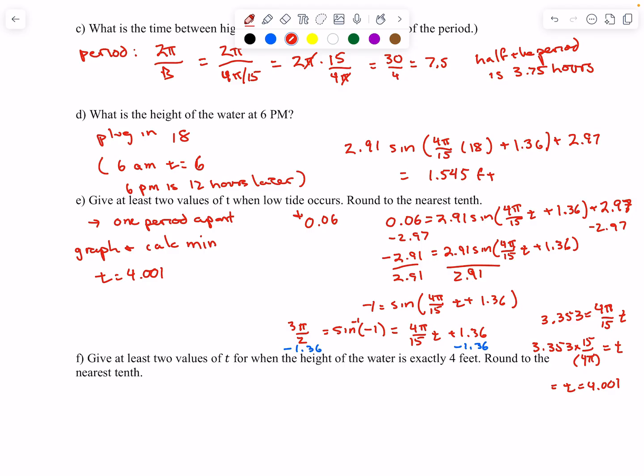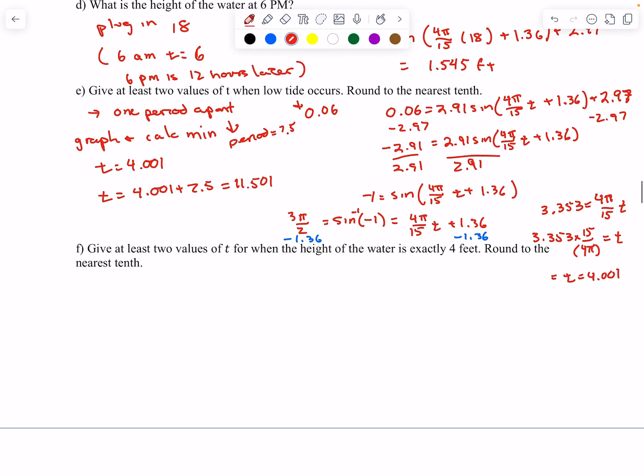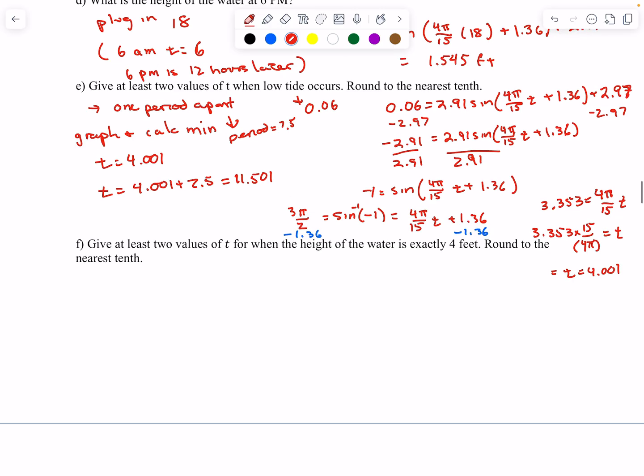You can add half the whole period. That'll be another time when you have a min. Exactly 4 feet. Oh gosh.